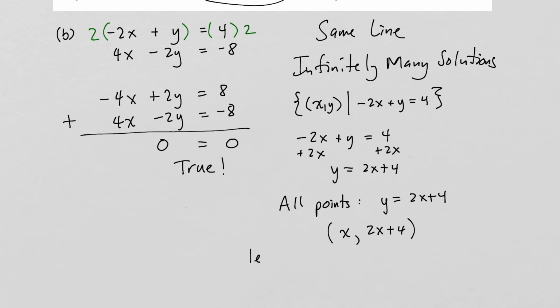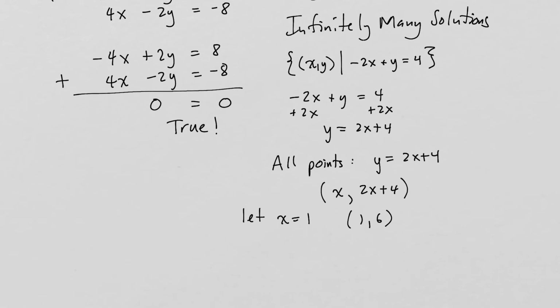So for example, if I let x equal 1, that would give us the point (1, 6). So (1, 6) is one of the solutions. If I let x equal negative 2, then (-2, 0) would be a solution. If I let x equal 0, then (0, 4) would be a solution. So all I'm doing here is plugging in any value for x and then getting the corresponding value for y, and these are all solutions to this system. So we could keep doing this indefinitely.